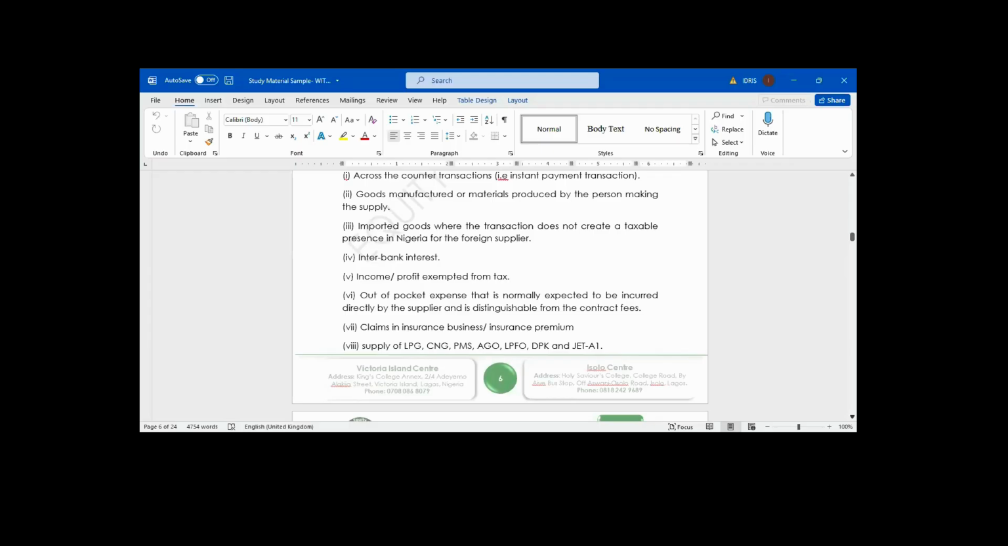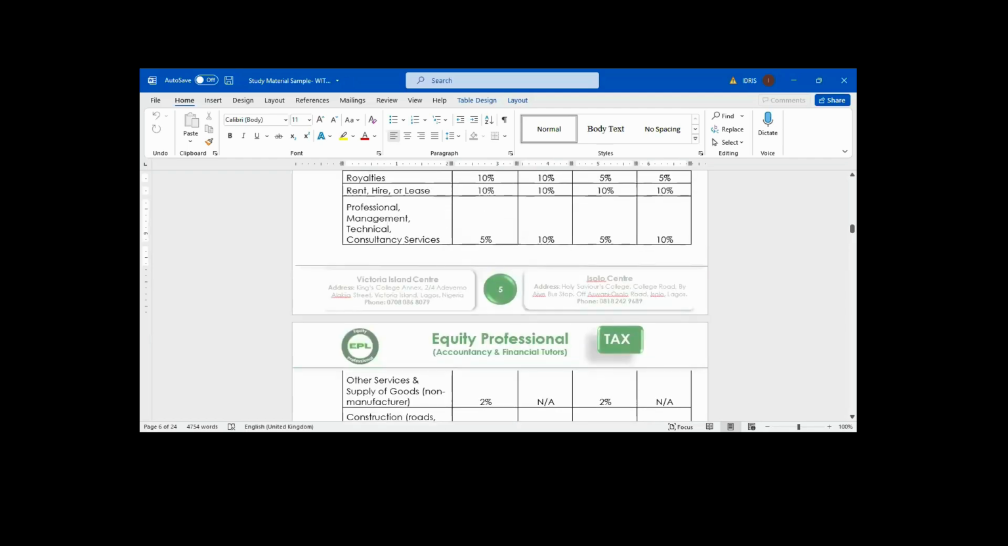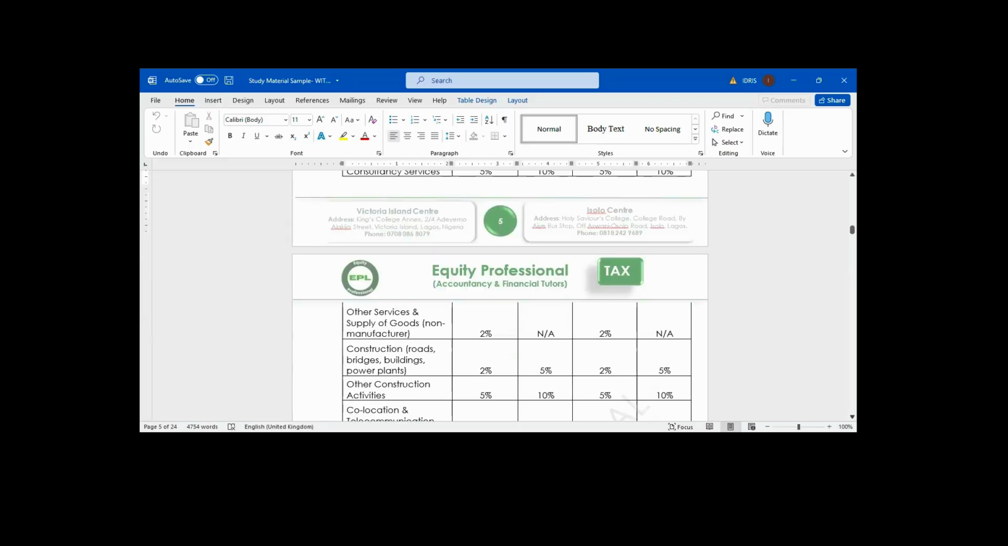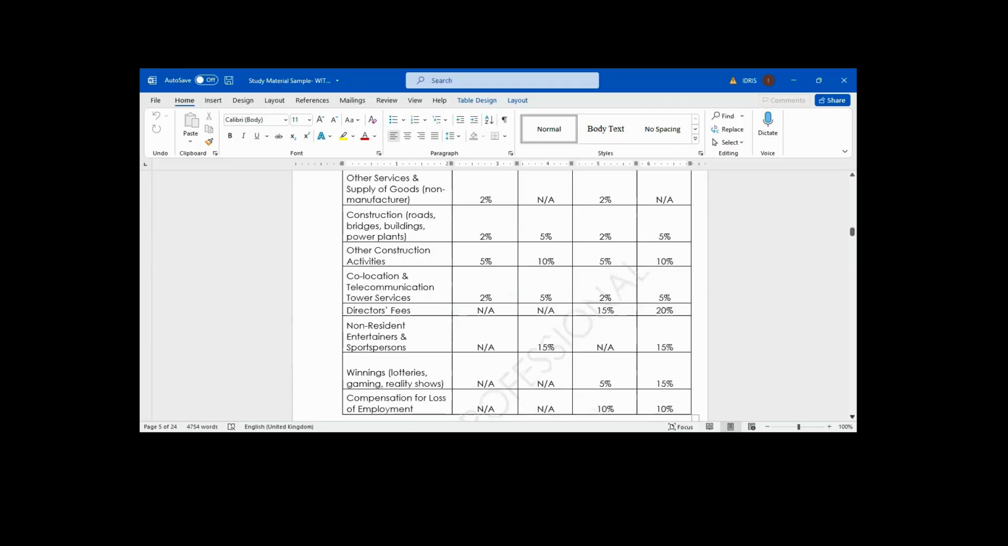But if I said, SPAR, I want to give you contract to come and supply me 50 laptops, that is contract supply. I will deduct withholding tax. What is the rate of withholding tax on contract supply? It depends on the type of supply. If it is goods and services, 2%. But if it is construction, 2.5%.